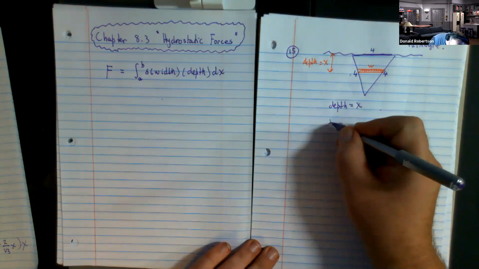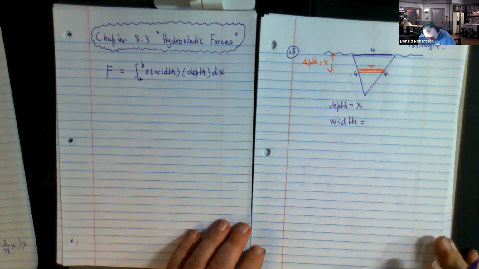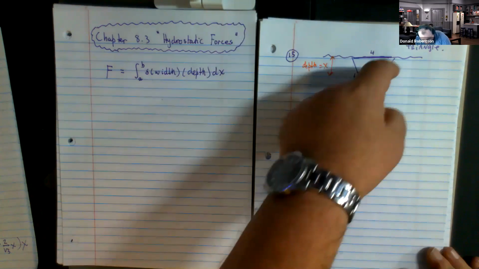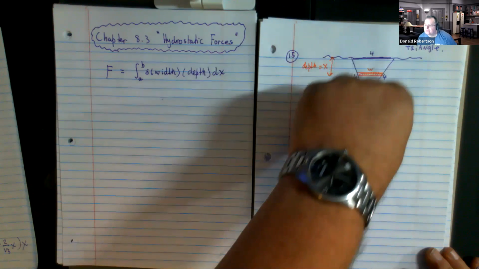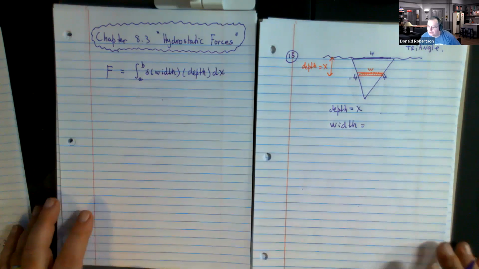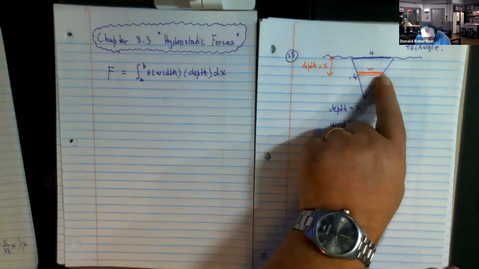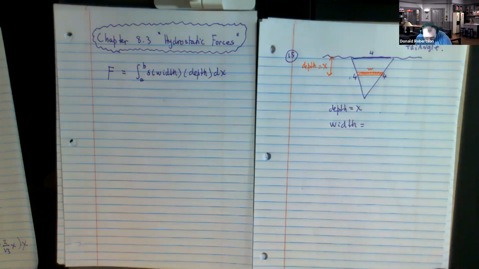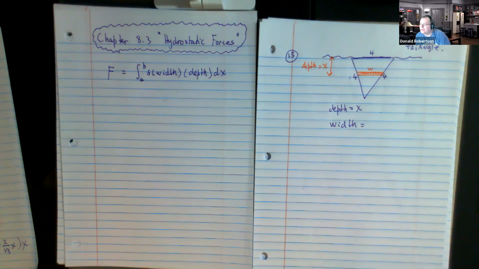Right, now we need to get the width. This is not quite like anything we've done so far. Do you notice that the 4 is not a vertical distance, it's the sloping sides. So I am not going to use similar triangles to get the value of W. Agreed? So what we need to do is we're going to use Pythagoras.